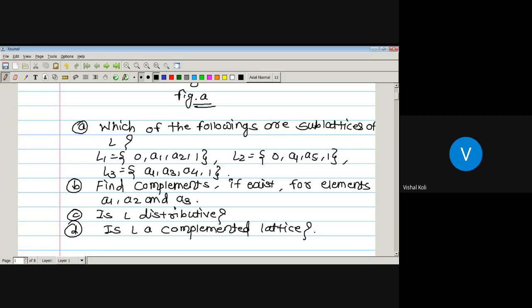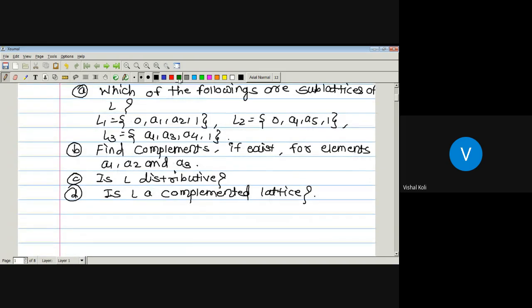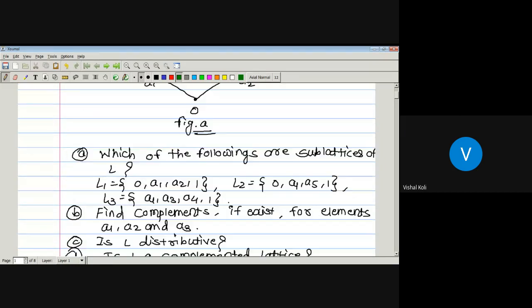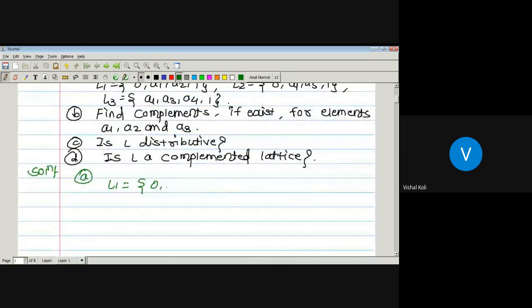Okay, so let us check for L1. Solution: L1 is given as 0, A1, A2 and 1. Now tell me whether this L1 is closed under both the operations join and meet.